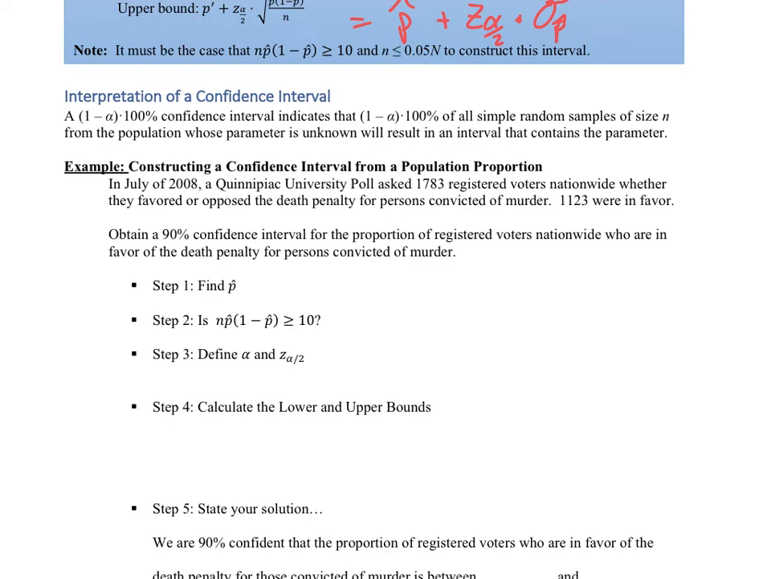Let's get some numbers going. That'll help. So back to our survey, the survey about the death penalty question. We want to obtain a 90% confidence interval for the proportion of registered voters nationwide who are in favor of the death penalty. First we need our p-hat value, which we already found. It was 1123 divided by 1783, which gives us 0.6298.